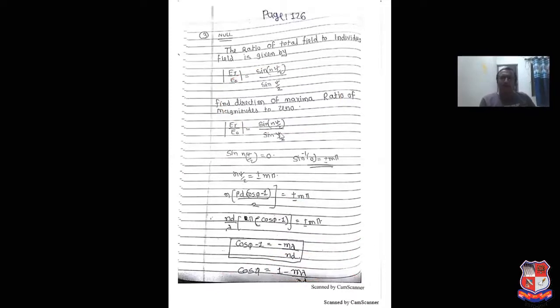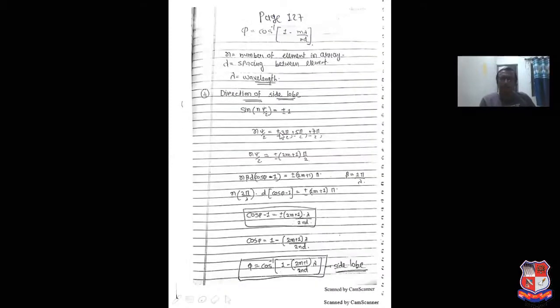It is the equation. So it is the equation that can be related to the null. Null means for 0-degree radiation. Now direction of side lobe. Direction of side lobe means what? Maximum amplitude that can be present at plus or minus 1. So sin n psi by 2 equal to plus or minus 1.